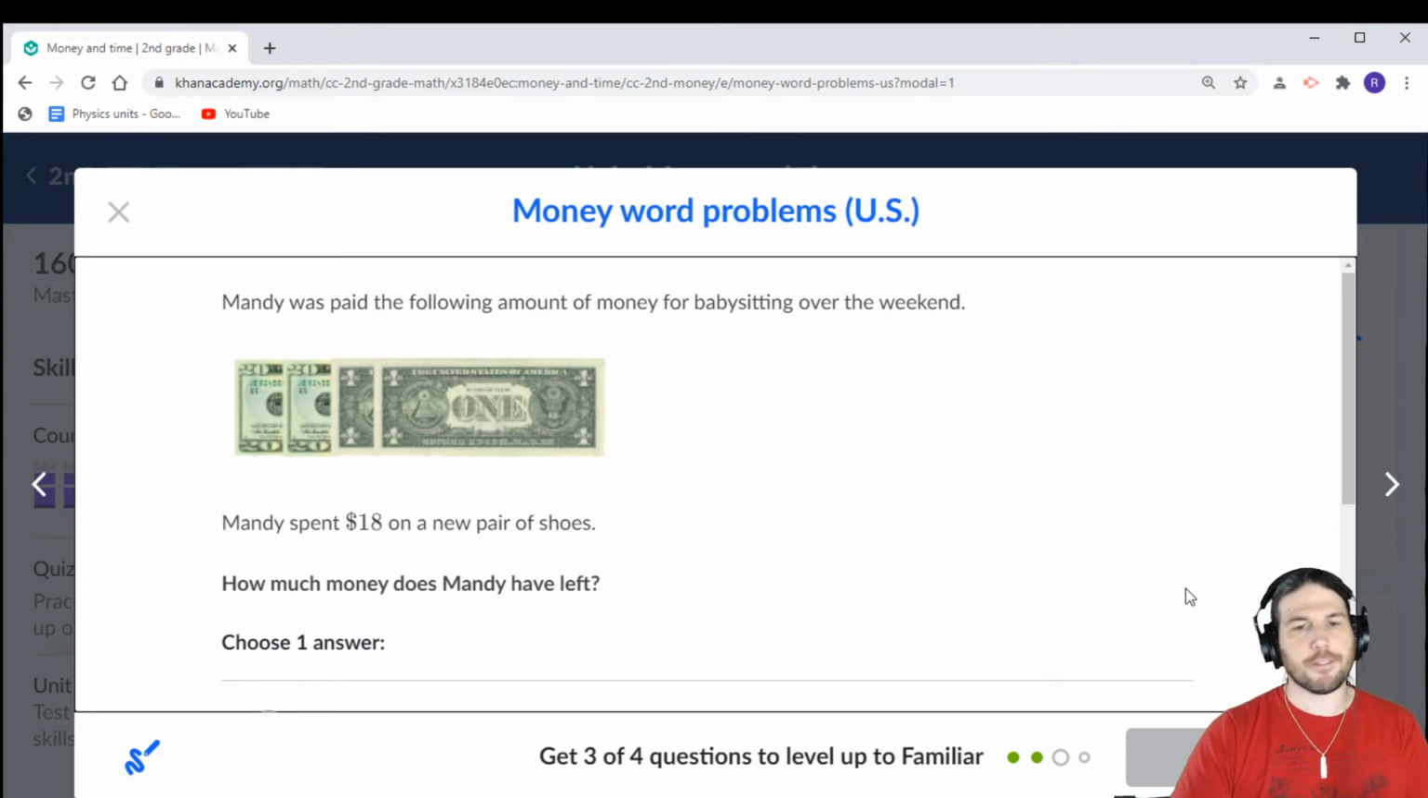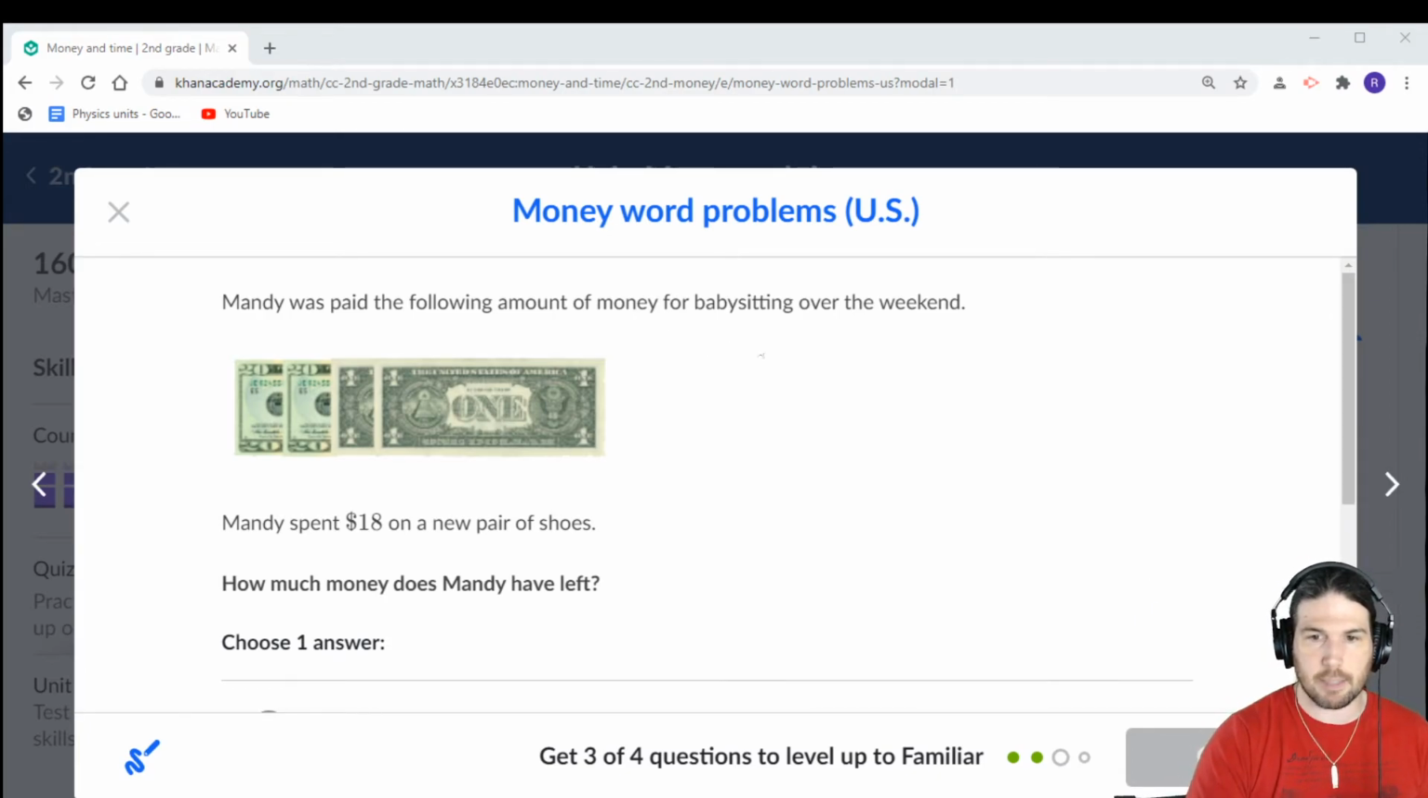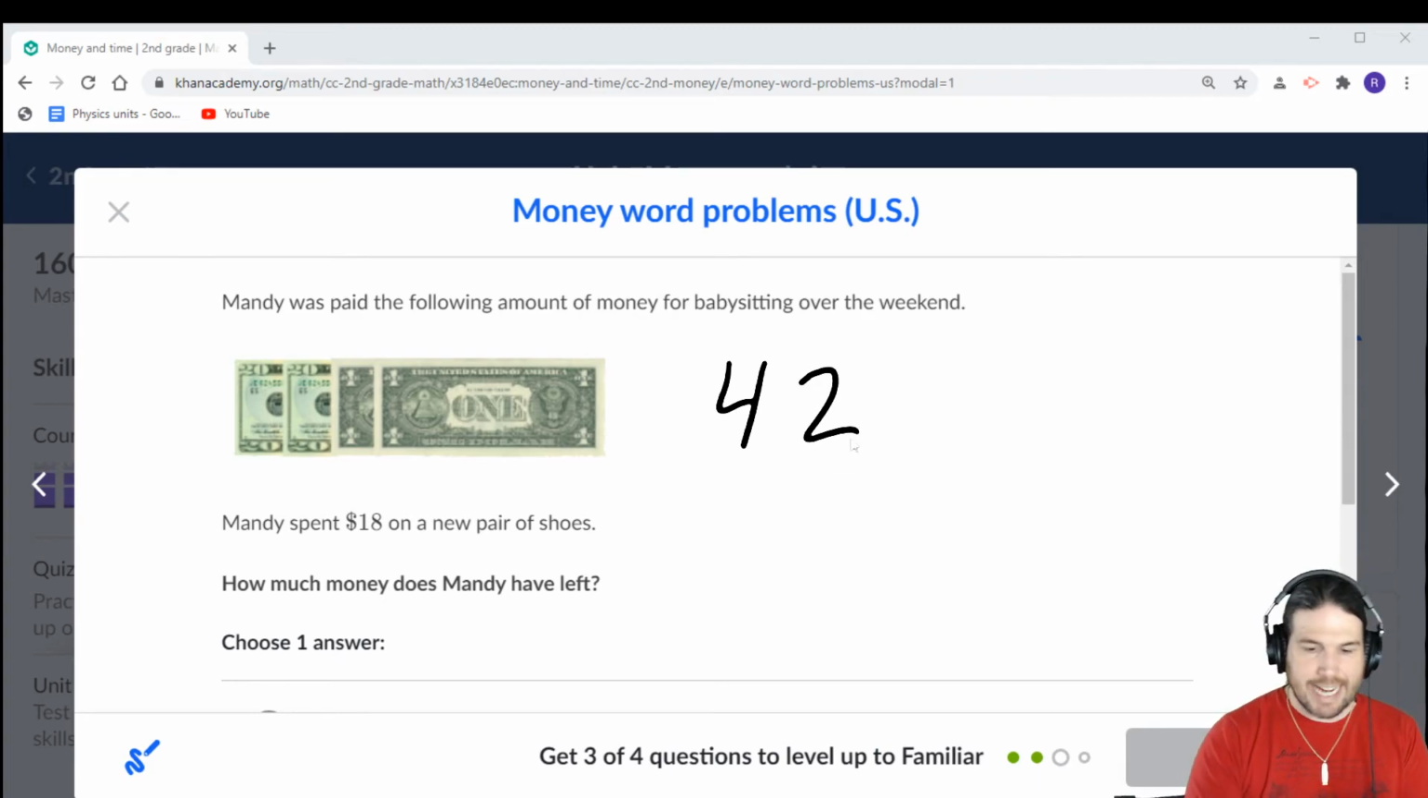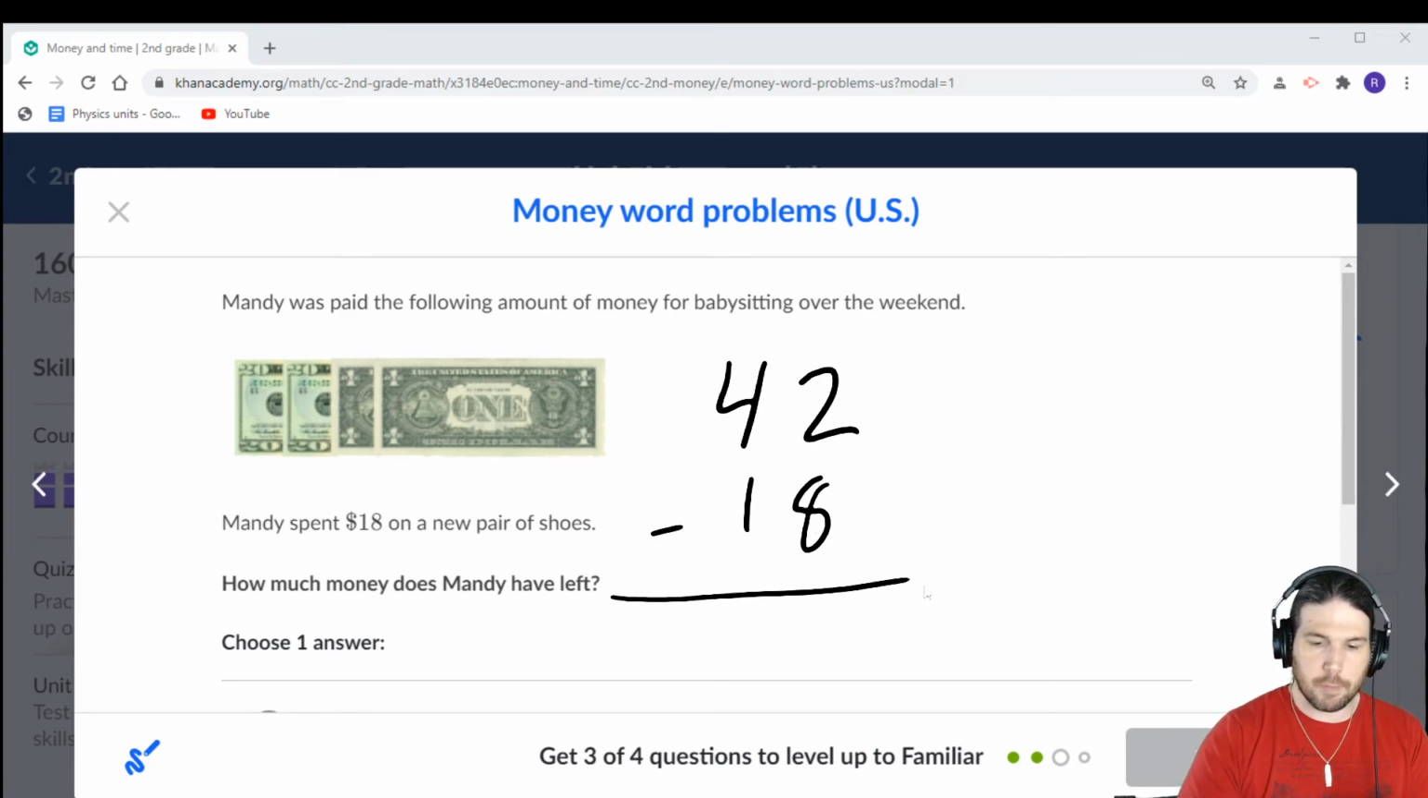Mandy was paid the following amount of money for babysitting over the weekend. That looks like 20, 40, 41, 42. So she's got $42 currently. I'm going to write that down because I think it's about to be relevant. And then she spent $18 on a new pair of shoes.